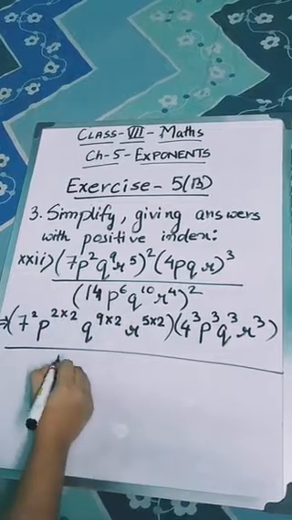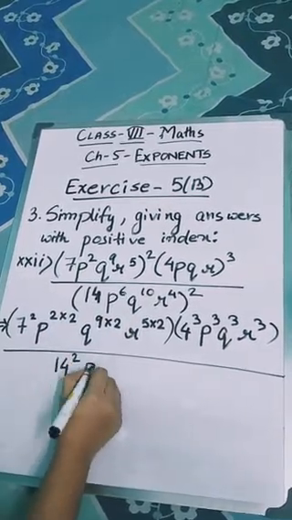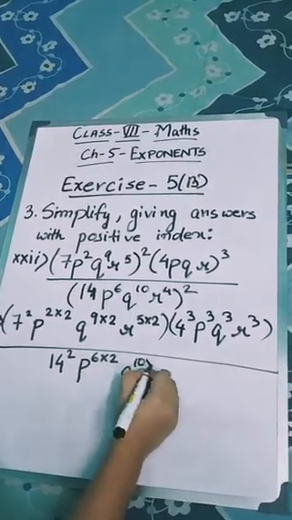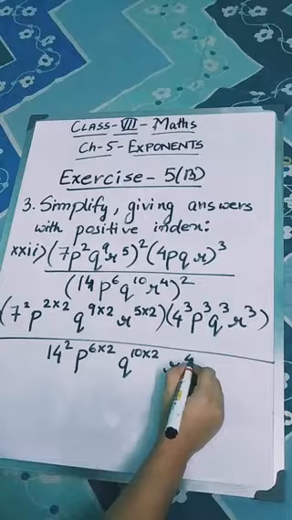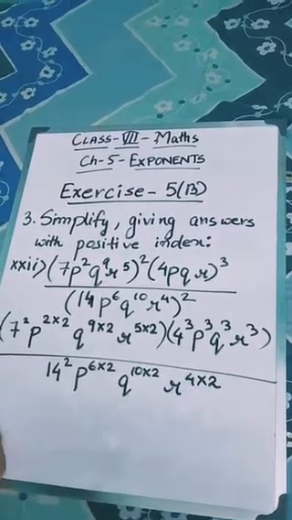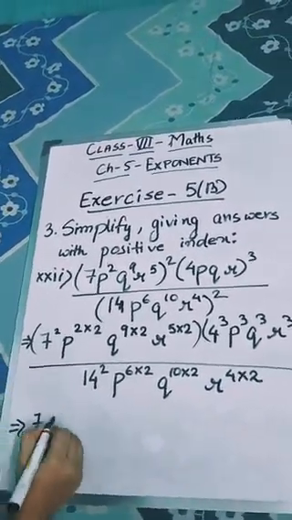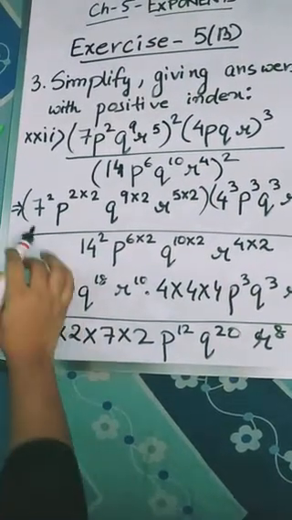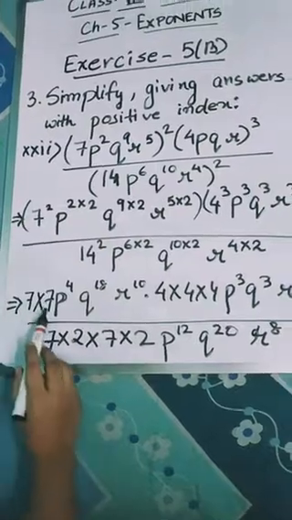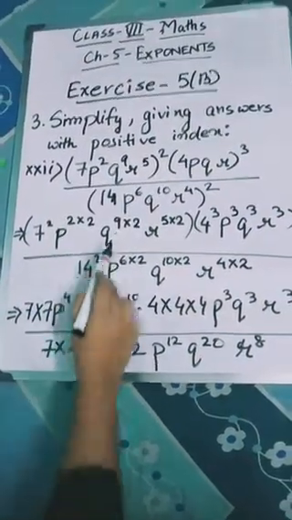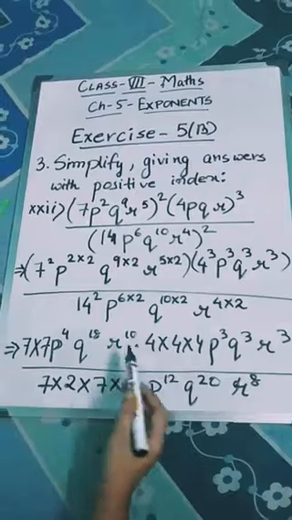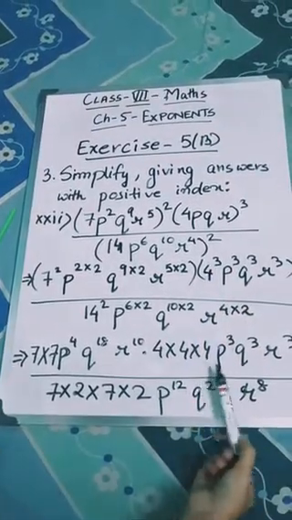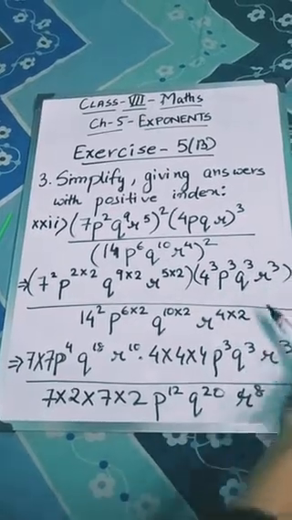By 14 raised to the power 2, p 6 into 2, q raised to the power 10 into 2, r raised to the power 4 into 2. Now by solving it you will get 7 raised to the power 2. After solving this you will get 7 square will be 7 into 7, p to the power 2 2s are 4, q 9 2s are 18, r 5 2s are 10. Then 4 to the power 3 means 4 into 4 into 4, 3 times, p to the power 3, q to the power 3, r to the power 3.